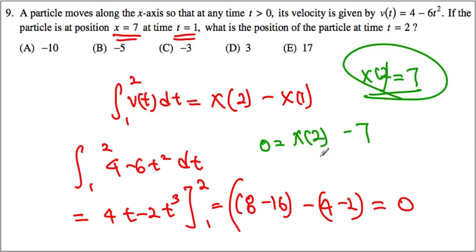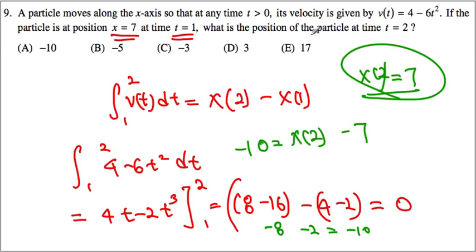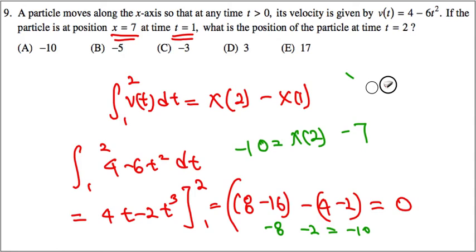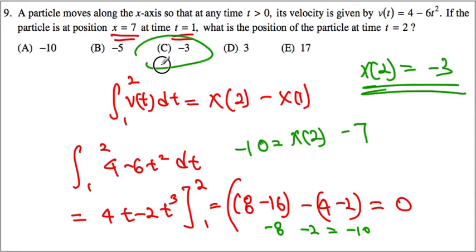Now, I guess we made a small mistake here. Let's try to find the mistake quickly. Alright, the small mistake was, I thought this was 18, but this was simply 8. 8 minus 16, so this becomes negative 8. And here it becomes minus 2, which is equal to negative 10. In fact, it should have been negative 10 over here. Sorry about that. Then, once you add 7 to both sides, x of 2 must be equal to negative 3. That is our final answer over here.